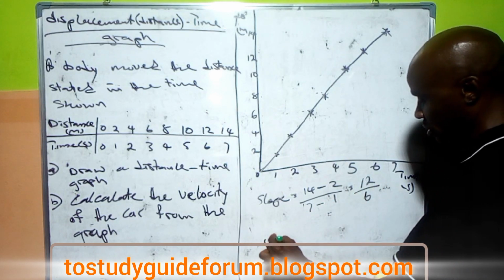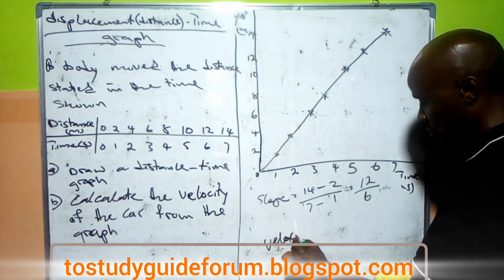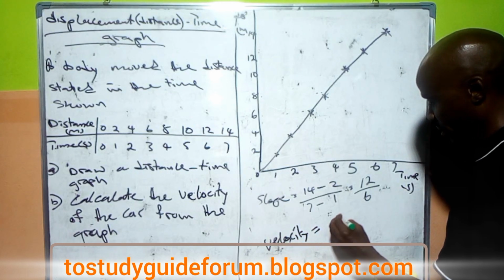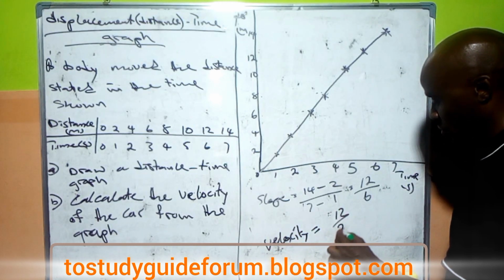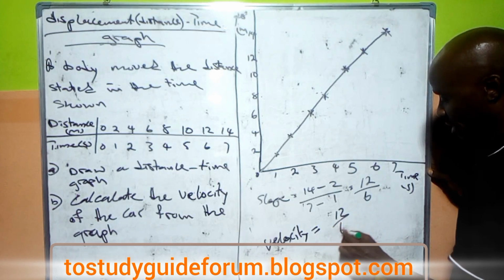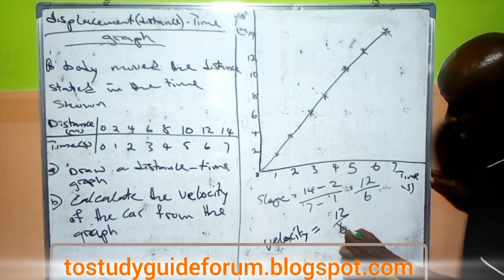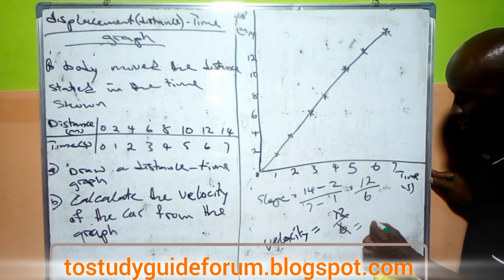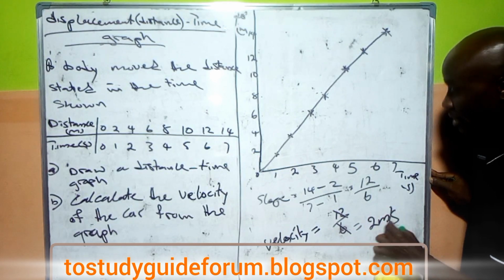That means velocity, which is the same thing as the slope, will then be equal to 12 over 6. So we will cancel out. What we have here will be 2 meters per second.